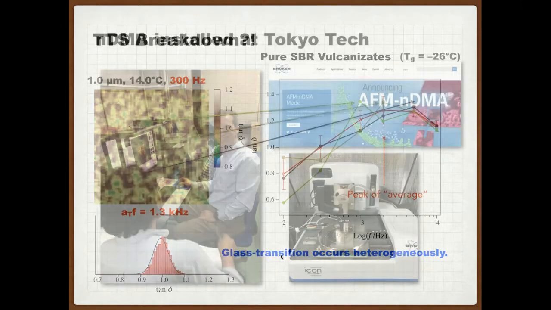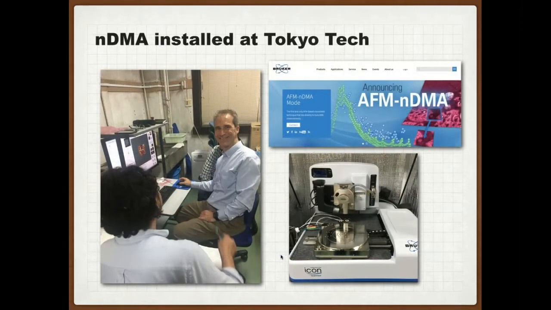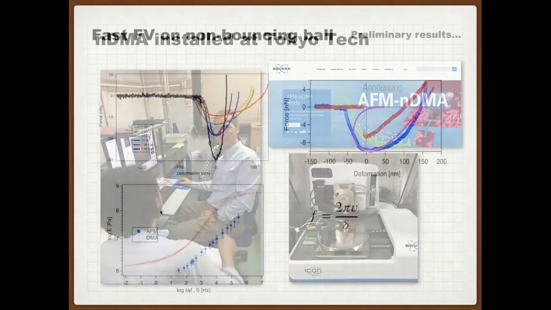Okay. Finally, I show you some slides from the installation of this nano-DMA at Tokyo Tech. The student came to Japan and installed the new machine. He's my student anyway. Then we did a kind of preliminary measurement.